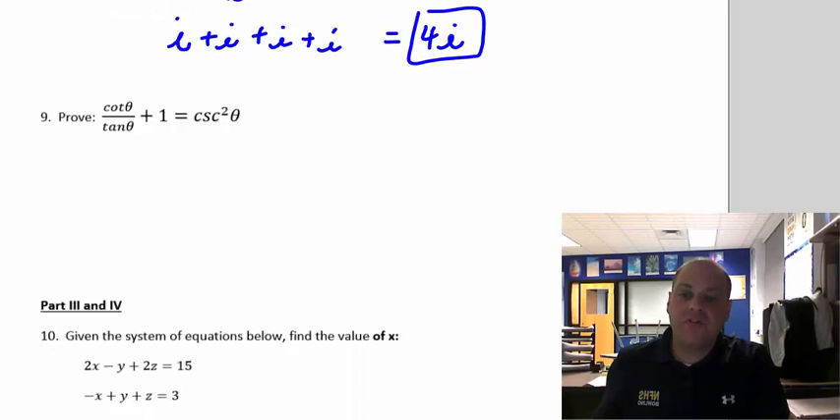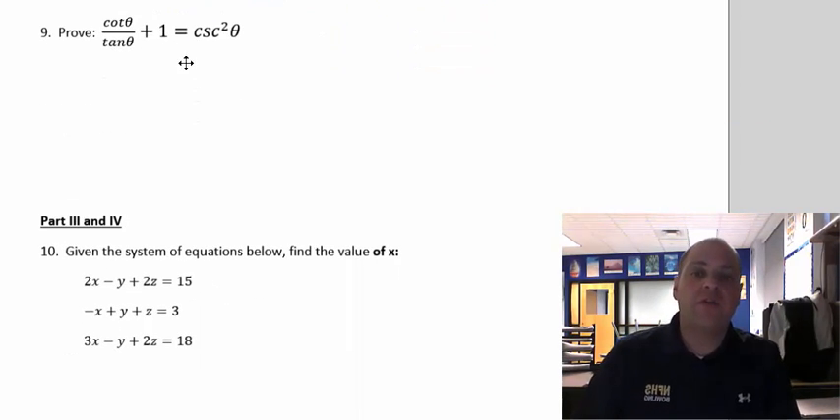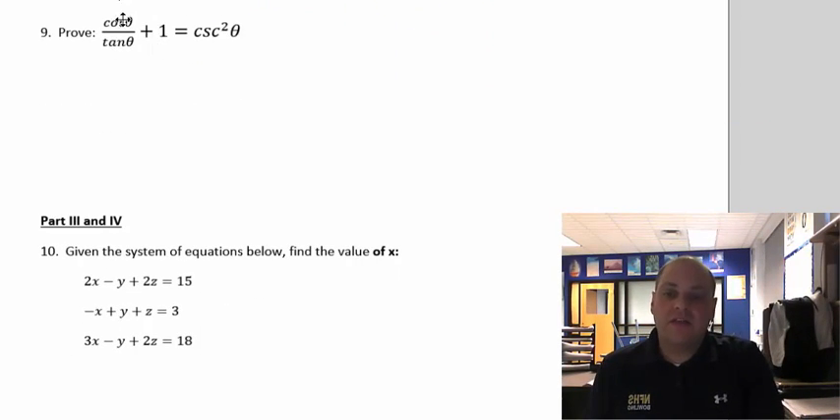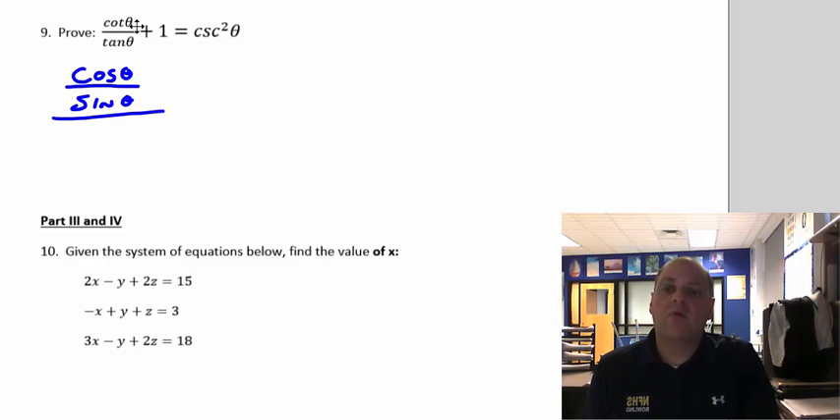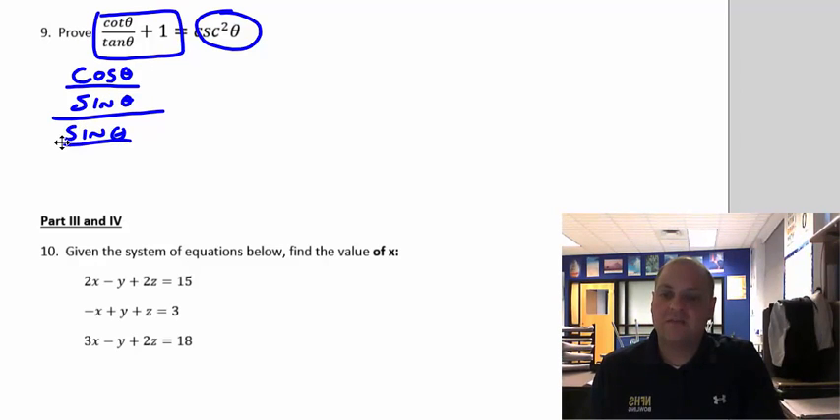We have a trig proof here. Trig proofs you're going to have to be able to do on your quiz. All right. Cotangent is cosine over sine. And remember, we work with one side and leave the other side alone. Leave that alone and work with this side only. So it's cosine over sine, and then tangent is sine over cosine. Let's do that first, then we'll do plus 1. We'll just carry down plus 1 for now.